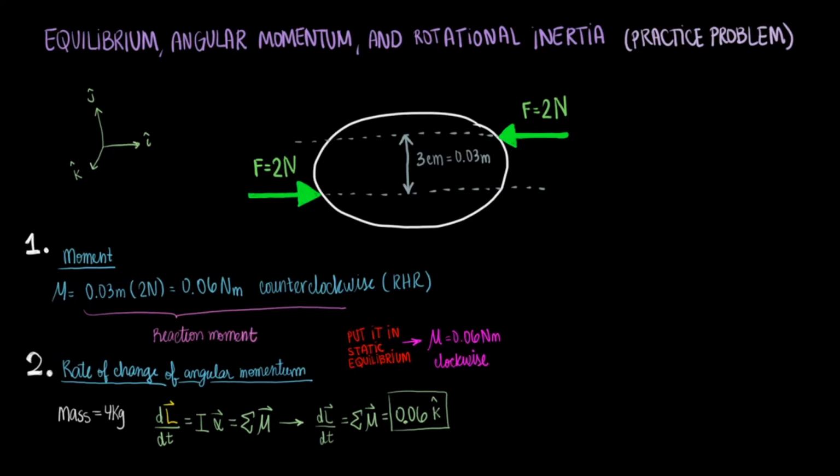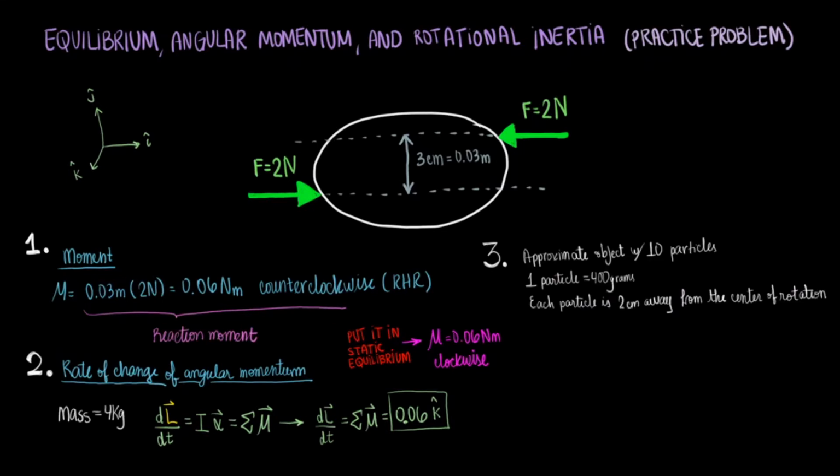We can now go on to part 3 of this video. We will now approximate this object as being made of 10 particles. Each particle will have a mass of 400 grams. Let's also assume that each particle is 2 centimeters away from the center of rotation of the body. The question now is, what is the rotational inertia of the system?